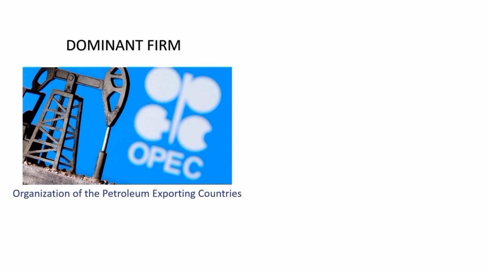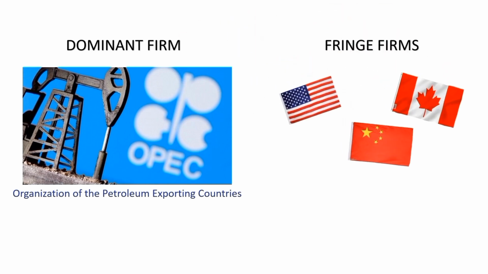Here we are taking OPEC, that is the Organization of Petroleum Exporting Countries, as an example of a dominant firm, and America, Canada, China, which are non-OPEC oil producers, as fringe firms. These are the assumptions of the strategy.